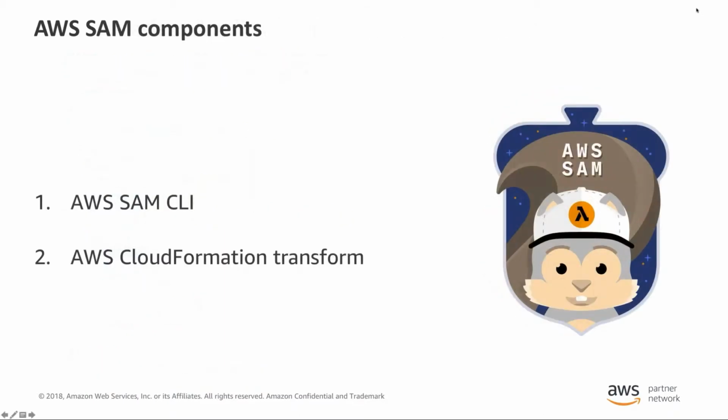So to talk a little bit more about the specifics of what SAM is, SAM really has two different components that comprise the overall system. The first is the SAM CLI, which is a local utility that you run on your development machine locally, as well as a CloudFormation transform. This is a component that actually runs inside of the CloudFormation service itself. So let's take a look at each of these.